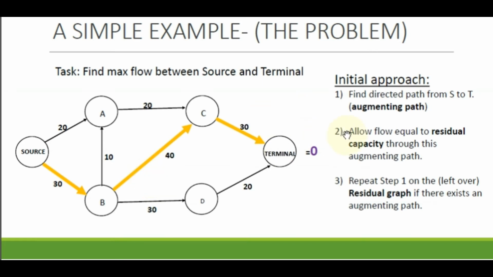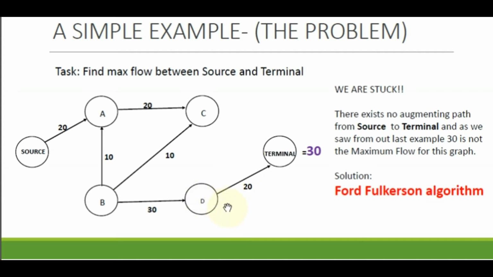Step 2, allow a flow equal to the residual capacity through this path. The residual capacity for this path is equal to 30 because this is the maximum amount of flow we can push through. Step 3, repeat step 1 for the leftover residual graph. This is what our leftover residual graph looks like, but as you notice, we are stuck as there are no directed paths from S to T. And as we saw from our last example, we know 30 is definitely not the maximum flow for this graph.